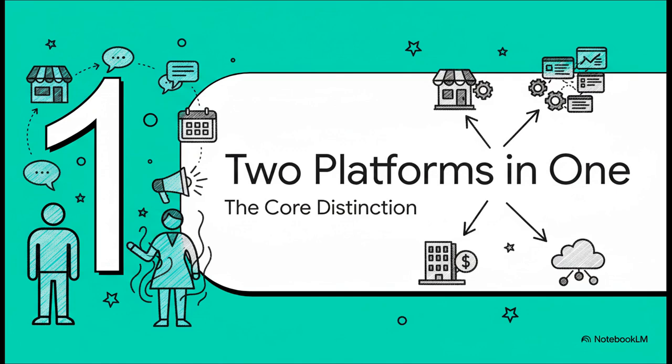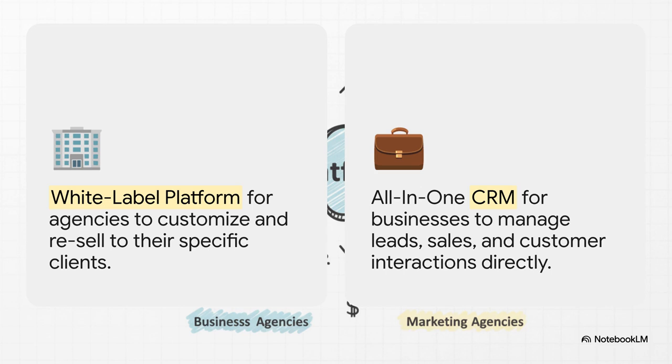Okay, so here's probably the most crucial thing you need to get about Go High Level. It's not just one platform. It's actually two platforms in one, and they're built for two totally different kinds of users. And this is where you can really see that split personality. On one side, you've got marketing agencies. For them, Go High Level is what we call a white label tool. That means they can literally slap their own logo on it, customize it for, say, a local dentist's office, and then sell it as their own software.